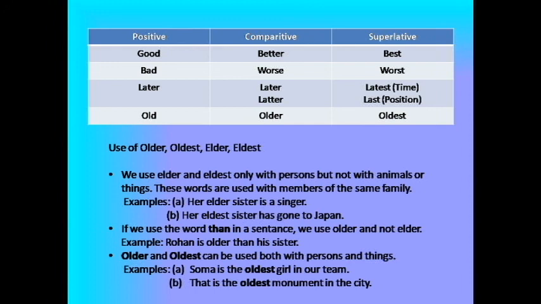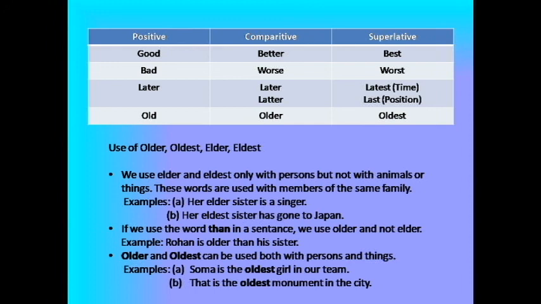Here also you can see that we are using eldest because we are having a comparison between the persons. If we use the word than in a sentence, we use older and not elder. For example, Rohan is older than his sister. So whenever you are comparing something and you are using than in that sentence, then you must use older instead of elder. Older and oldest can be used both with persons or things depending upon the situation.